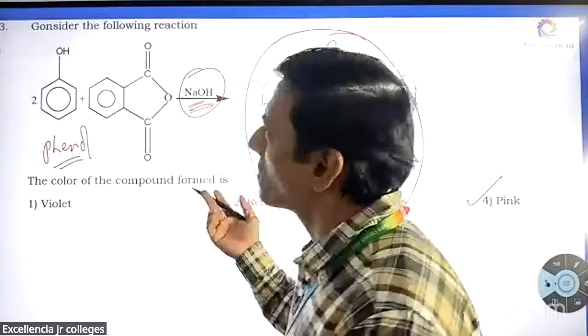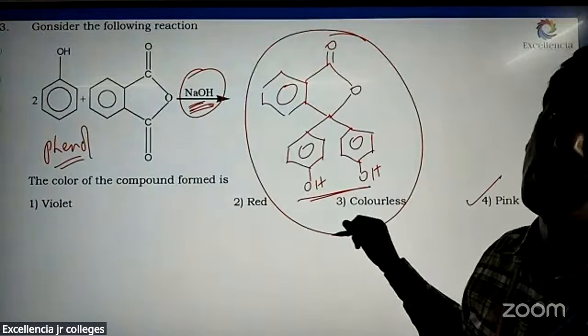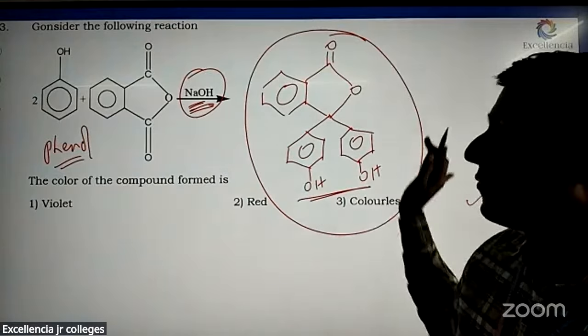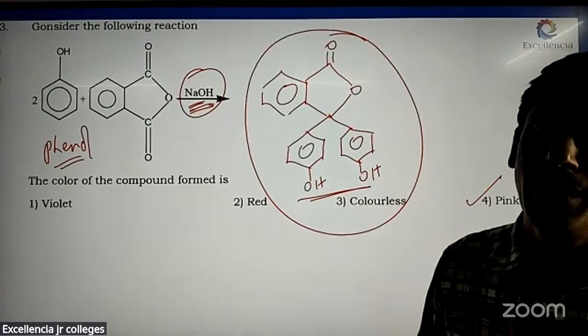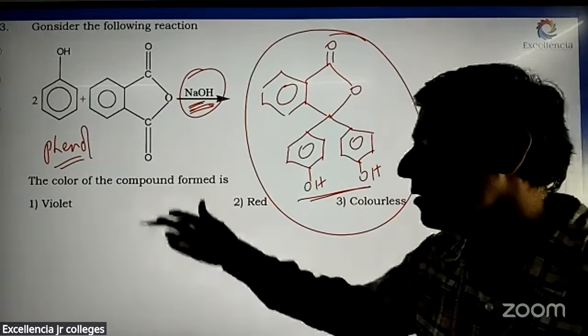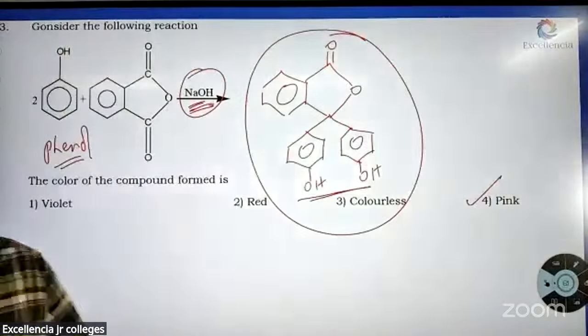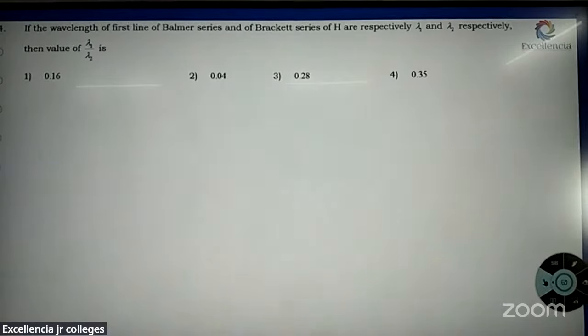So again, we can consider it an easy type of question, because no need to draw the structure of the product here. Without knowing the phenolphthalein structure also, you can answer the question. If you think like that, then it becomes an easy question, if you know the properties of phenol. Okay, then we'll continue.